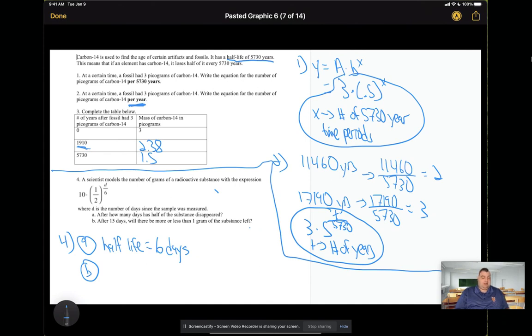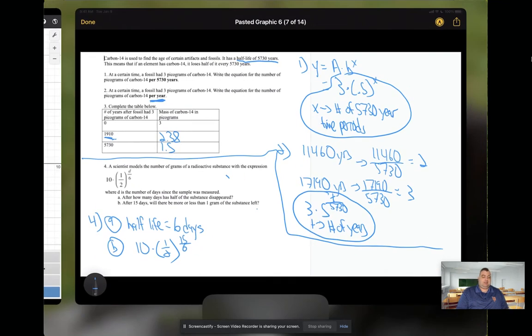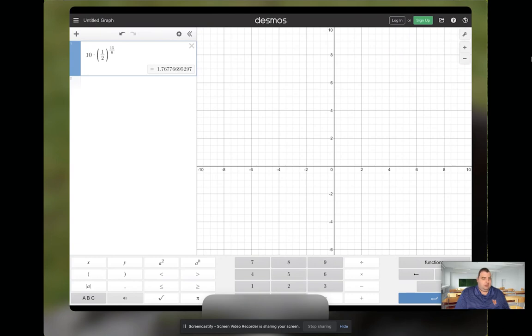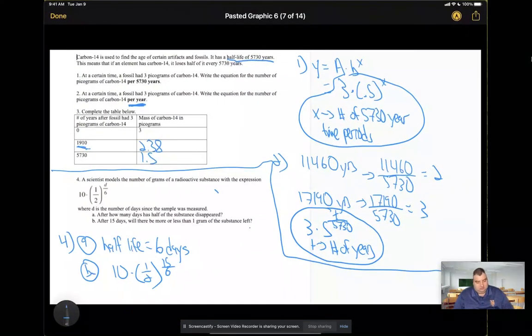B. After 15 days, will there be more or less than 1 gram of the substance left? So what I'm going to do is take my equation and plug in 15 for d, because d, remember, is the number of days. So I need to calculate 10 times a half to the power of 15 over 6, and I get 1.77 grams.